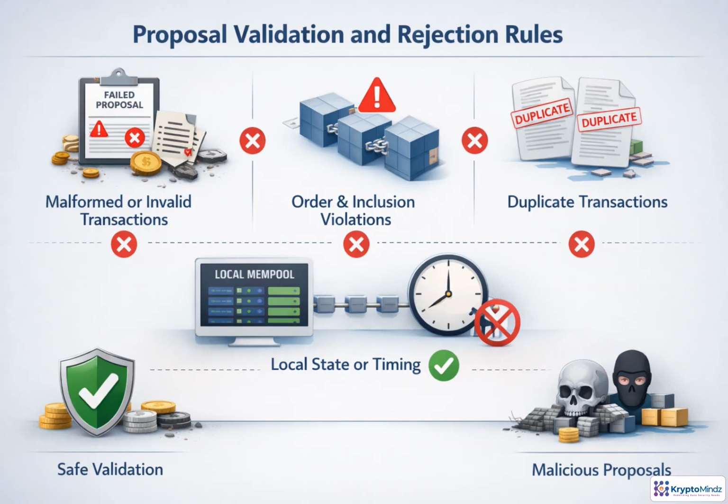A validator should reject a proposal only for reasons every honest validator can independently reproduce. Malformed transactions, invalid encodings, duplicates, and protocol ordering violations are safe rejection grounds because they come from consensus rules. But "this transaction is not in my mempool" or "my clock says it is late" are local facts, not protocol facts. Rejecting on those conditions can split honest validators and hurt liveness. The goal is strict validation without giving local conditions consensus power.